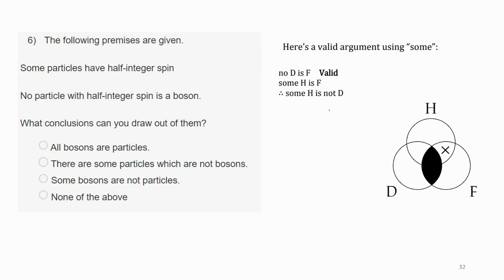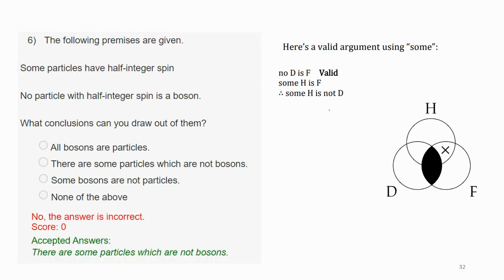It will be the same. So there are some particles which are not bosons, as we derived from this also, that some H is not D. Okay, because some portion is crossed and some portion is blackened out, we can conclude that some H is not D. So that will be the correct answer. Or rather, there are some particles that are not bosons.